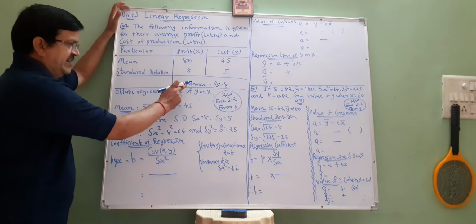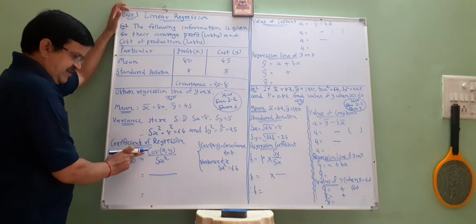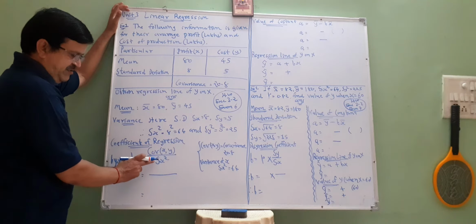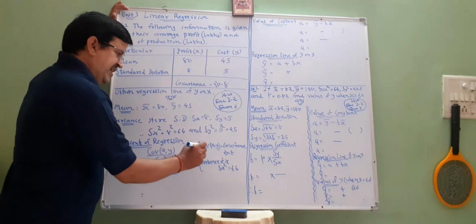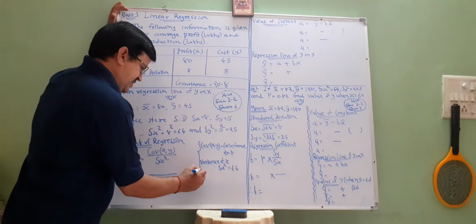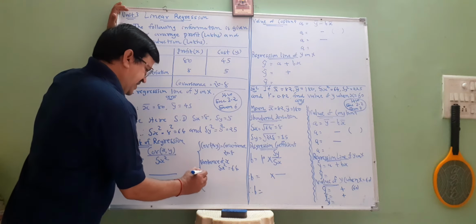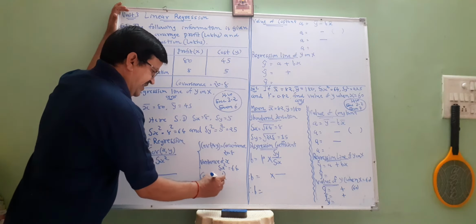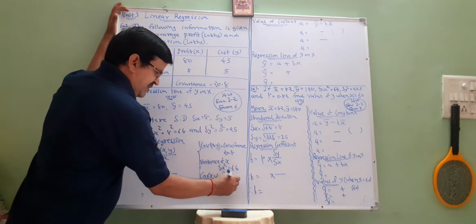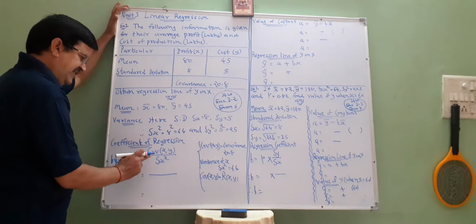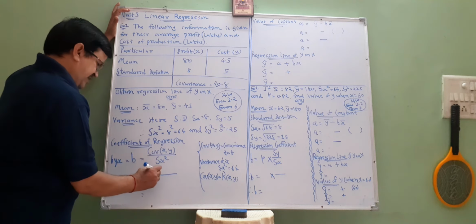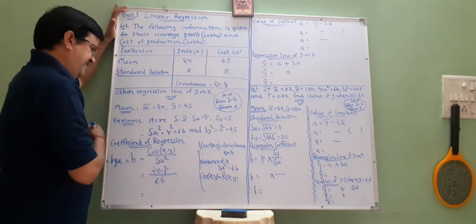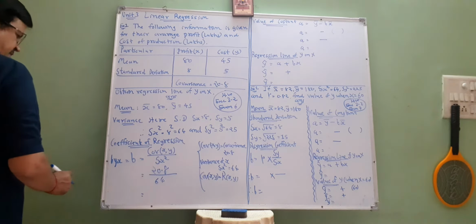Now the third point, coefficient of regression. When covariance is given, the formula of coefficient of regression is covariance of xy divided by Sx square. Covariance is also mentioned: COV xy or Rxy is 20.8. So the formula gives 20.8 divided by Sx square 64.